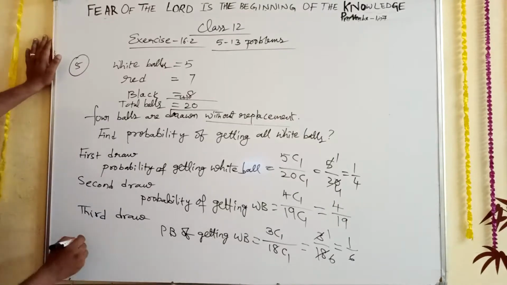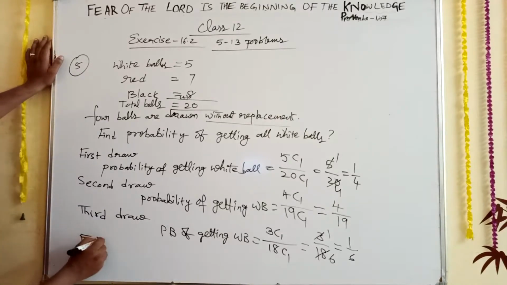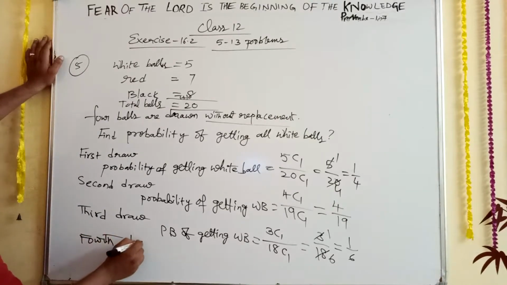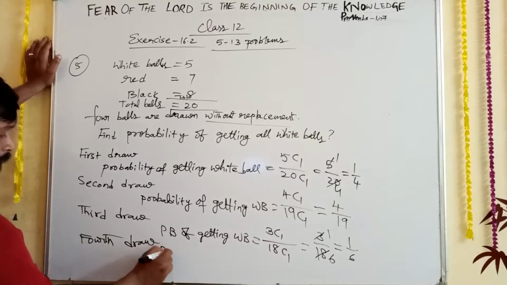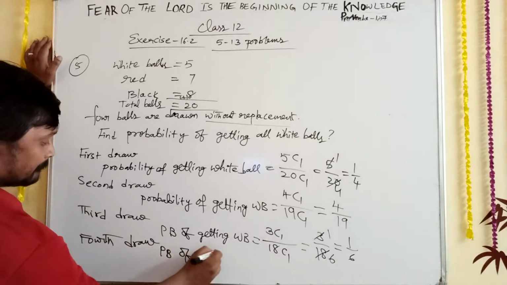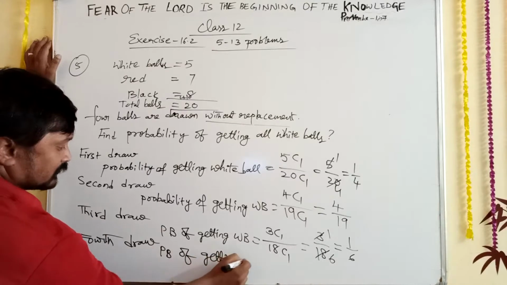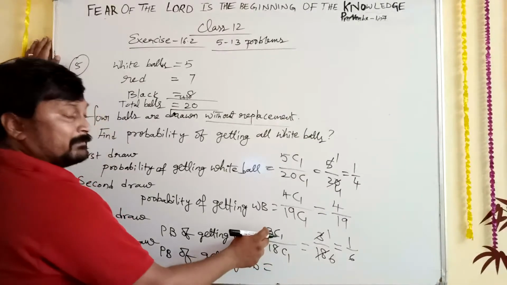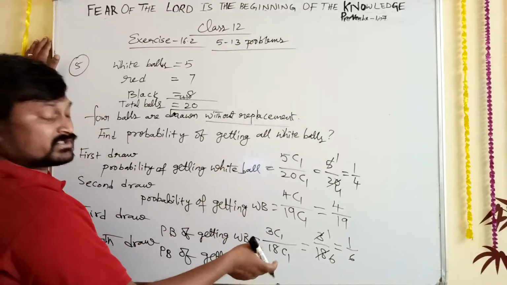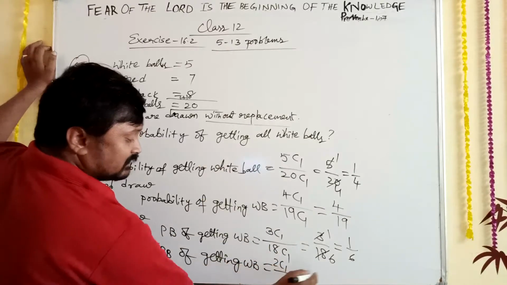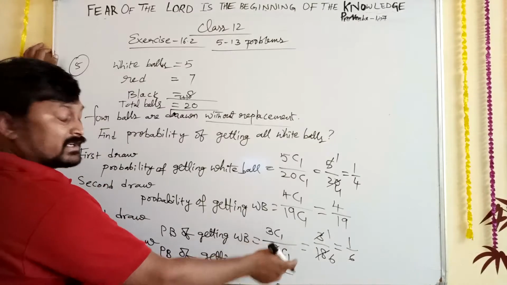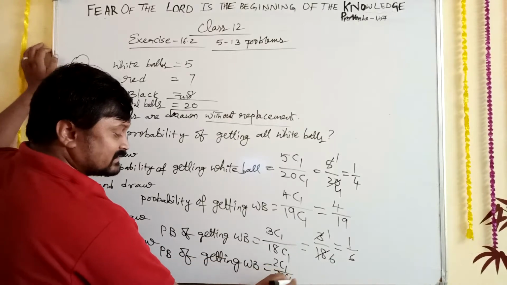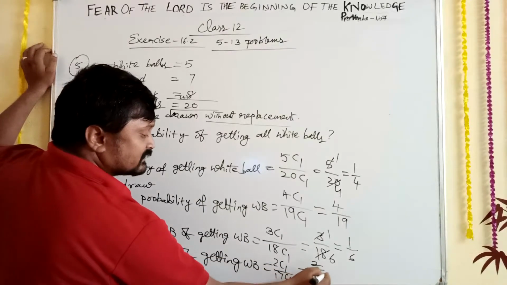Okay, that's good. So now, the fourth draw. Same method, the probability of getting a white ball. Three balls are completed, so how many balls next? Two balls, so 2C1. In the total, 18 balls, 1 more removed will be 17, so 17C1, that is 2 upon 17.